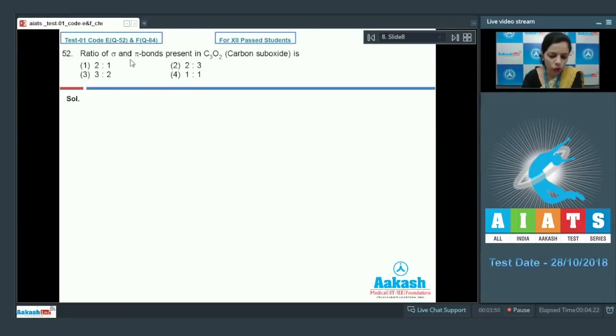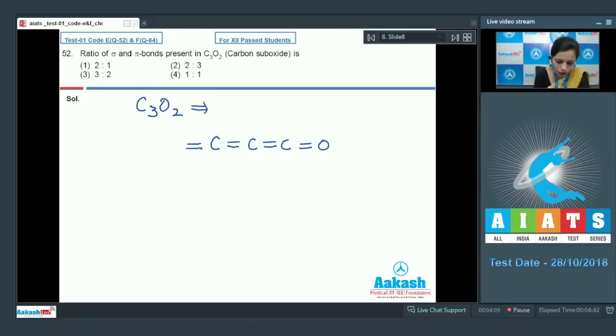Question number 52. Ratio of sigma and pi bonds present in C3O2. What is that? Carbon suboxide is. In this question, we have to first check what is the structure of this C3O2. In this case, the structure can be drawn like this. Now, this is the structure that you have here. And now, we can see that the sigma bonds are here and the pi bonds are here.